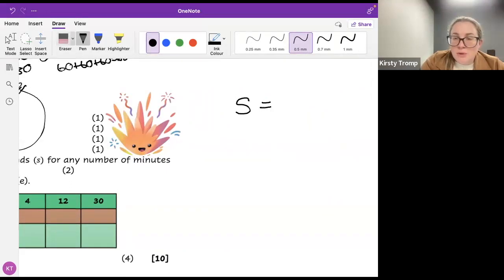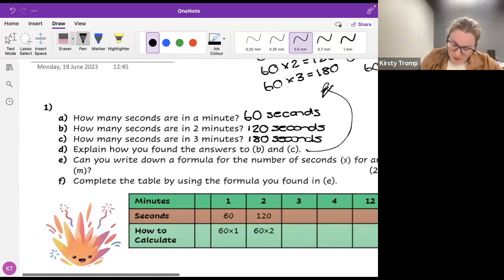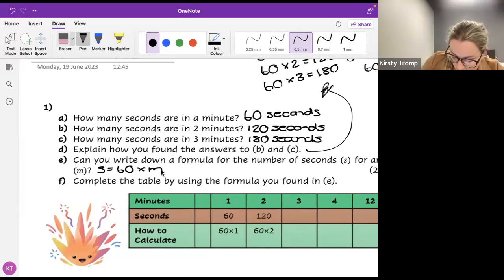All right, Mulalo, have you got an idea for me? I said S equals 60 times M. Fantastic. Well done, Mulalo. S is equal to 60 times M, because we're going to say 60 times the number of minutes. Well done. Thank you so much. So we can say S is equal to 60 times M.